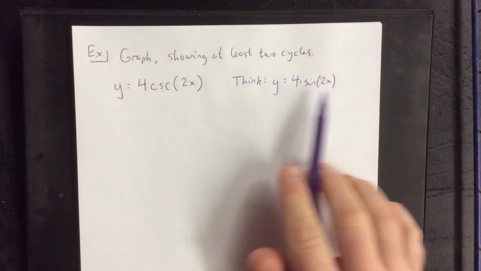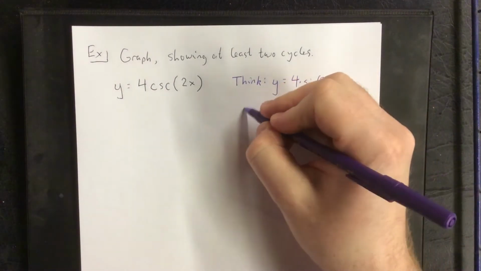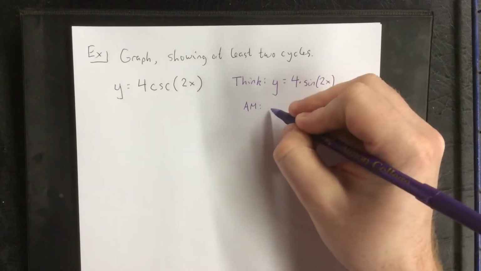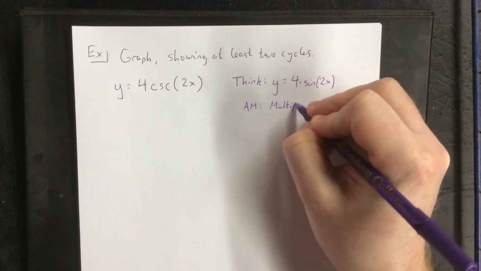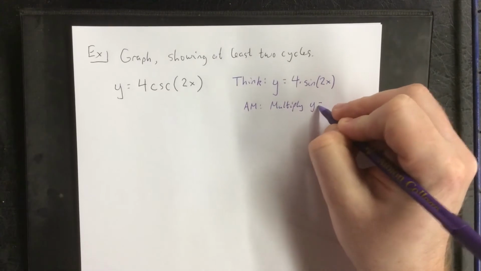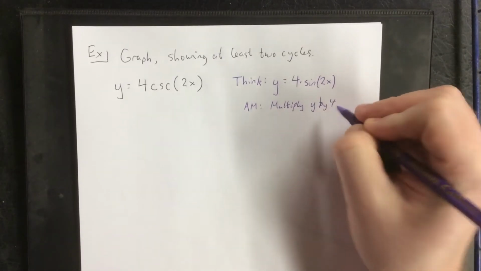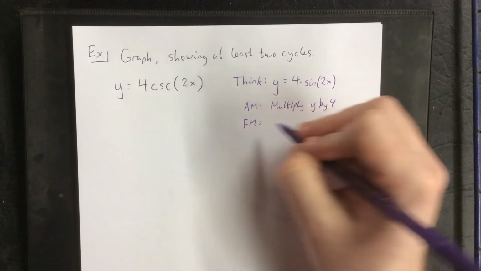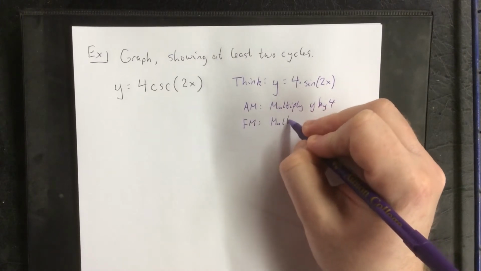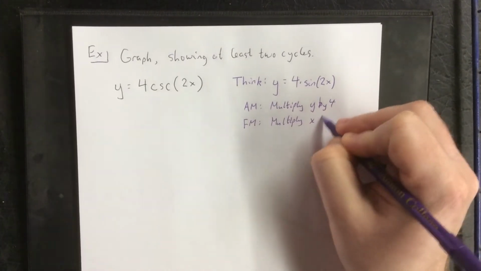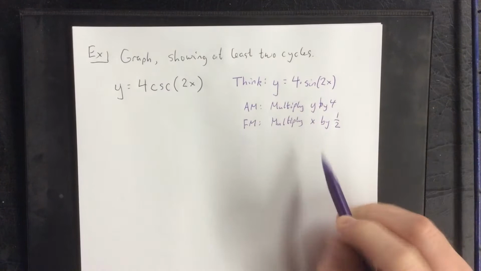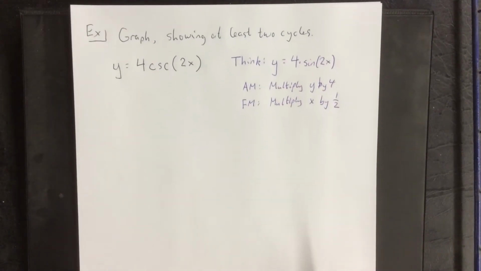So what I'm going to do is try this out. For our amplitude modulation, we're going to multiply the y values by 4. And for our frequency modulation, I'm going to multiply my x values by 1/2, simply the opposite of whatever I see in here.